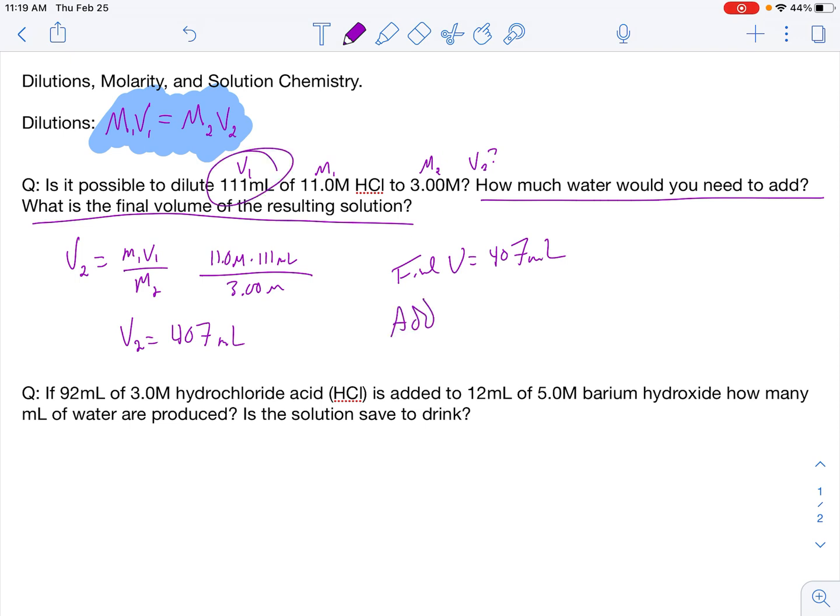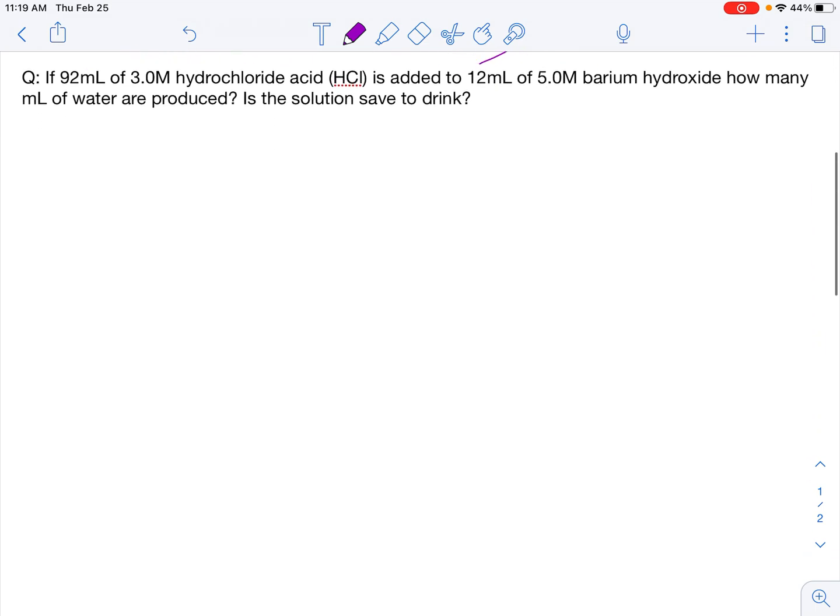Well, I've got to subtract that from what I already had. So I'm going to have my 407, I subtract my 111 milliliters, I end up with, what is that, 296 to add. Oof, that was hard to write. All right, so be wary of how things are worded, but that's kind of how a dilution calculation works. Let's do some solution and molarity chemistry and show you what this is all about.